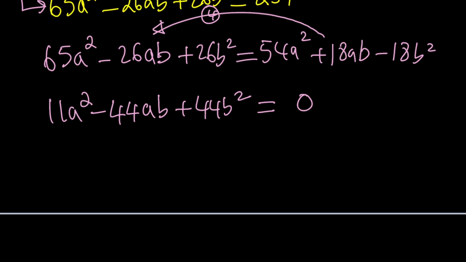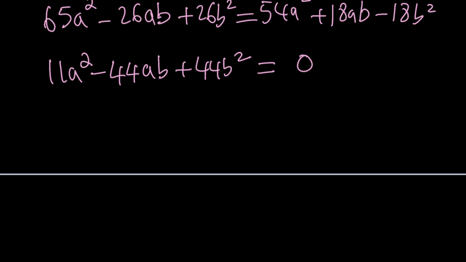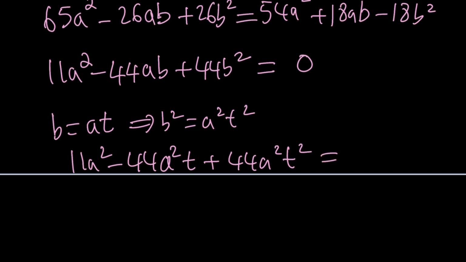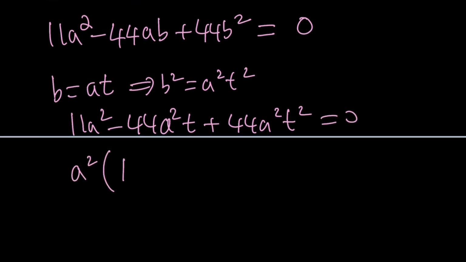Well, let me go ahead and do this first. Now, it's homogeneous, right? And you can tell by replacing b with at. This means b squared is a squared t squared. If you do the replacements, 11a squared minus 44a multiplied by at is 44a squared t, and then plus 44a squared t squared equals 0. Nice. Now we can factor out a squared, and that gives us 11 minus 44t plus 44t squared.